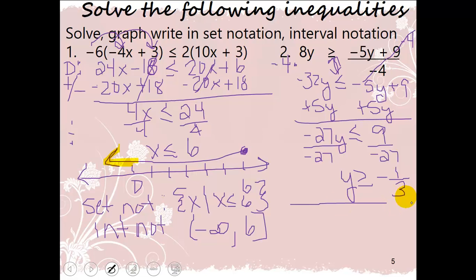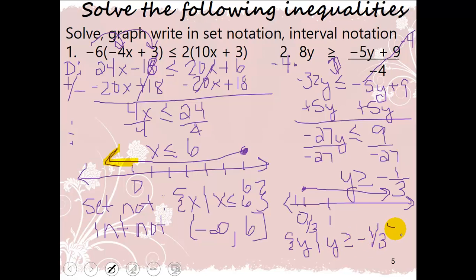So on a number line, here's 0, here's 1, here's negative 1/3. And it's going to be a closed dot and off to the right. So it is all y's such that y is greater than or equal to negative 1/3. That's set notation. And interval notation says it includes my endpoint. That's a bracket. My endpoint is negative 1/3. And then it goes off to positive infinity.